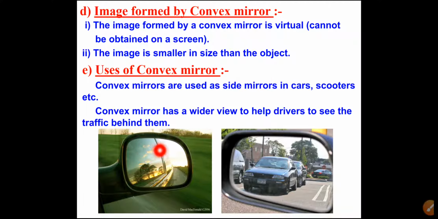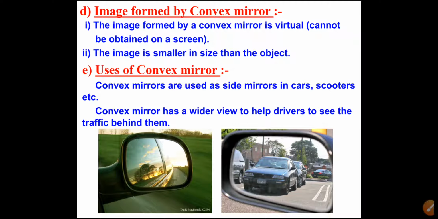Here you can see an example of where it is used. This is the side mirror of a car or scooter or any vehicle. In the side mirrors, this type of convex mirror is used because it gives a wider view to help drivers see the traffic behind them. In the side mirror of the vehicle, the driver can easily see the traffic behind his vehicle. This convex mirror gives wider views because the objects look smaller, and it gives a big or wider view.